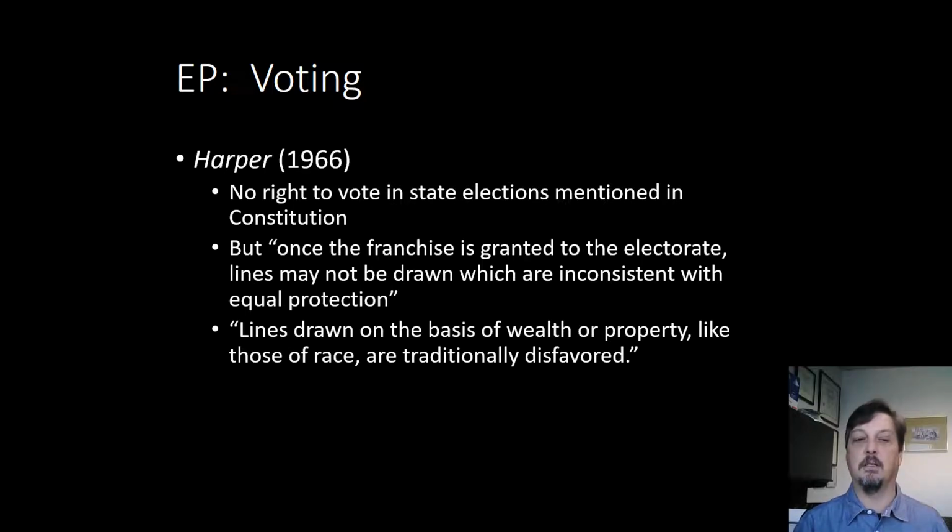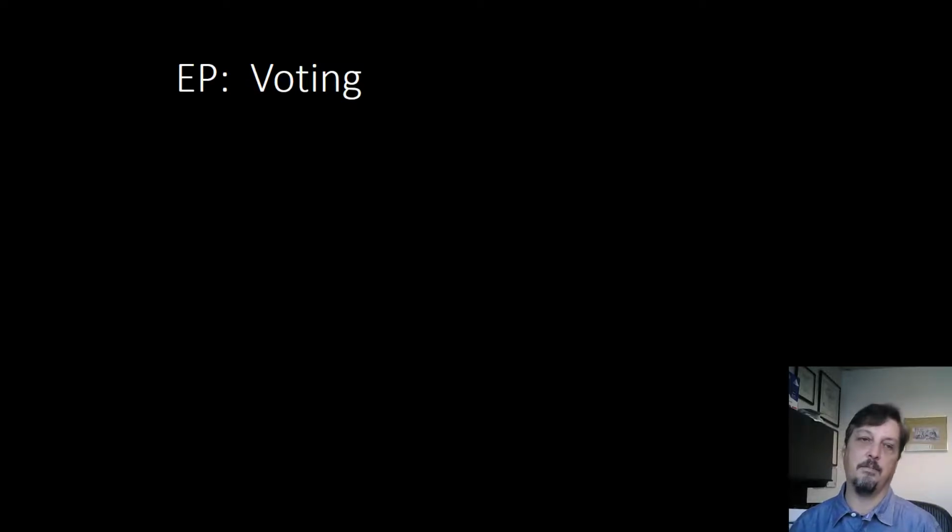There is certainly a fundamental right in voting in federal elections, which are established according to procedures set by the federal Constitution. But once the state extends a right to vote, then it has to be consistent with equal protection, and lines that are drawn on bases of wealth or property or race are going to be disfavored.